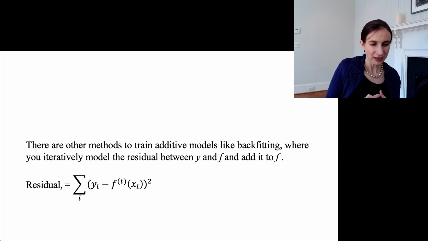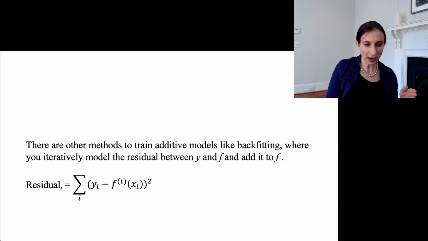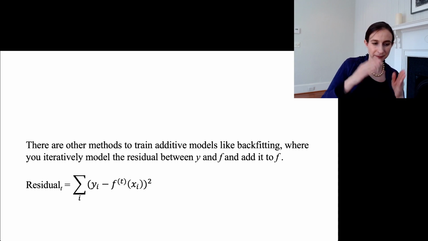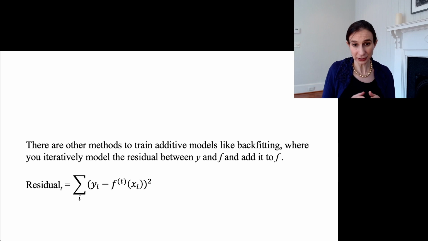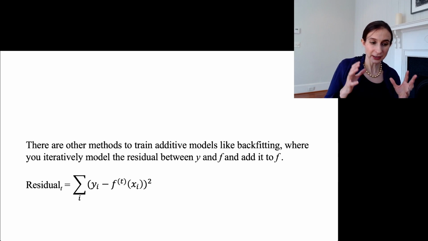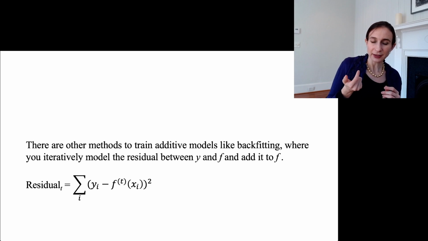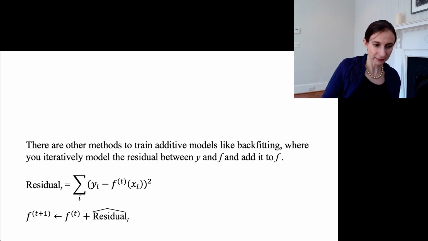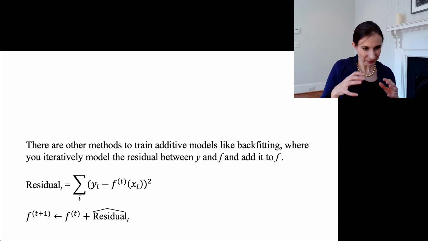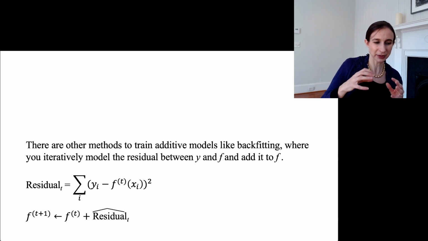So for instance, you might take y and subtract from it the f that you've gotten so far, and then you look at that residual and try to add another term that would minimize that residual. Okay, so you take the residual and you find another term that would minimize the residual, and you make that into f_{t+1}.